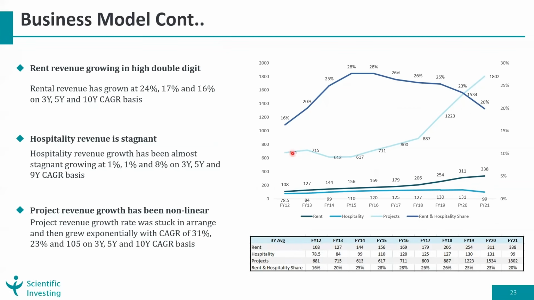And if you see the project business, which is residential, as I said, it was stuck in a revenue band of 600 to 800 crores. Then it has gone into an exponential growth curve, from 800 to almost 1800 crore run rate on a 3-year average basis. The rental revenue business is growing at a very good CAGR: 3-year 24% CAGR, 5-year 17% CAGR, 10-year 16% CAGR, very good numbers. Hospitality business is stagnant, 1%, 1%, 8% on 3, 5, and 9-year CAGR. Project revenue growth has been non-linear but tremendous, almost 31% CAGR on a 3-year basis, 23% CAGR on a 5-year basis, and 10% CAGR on a 10-year basis, which is very decent given the kind of real estate market.